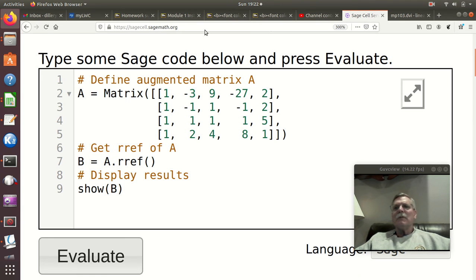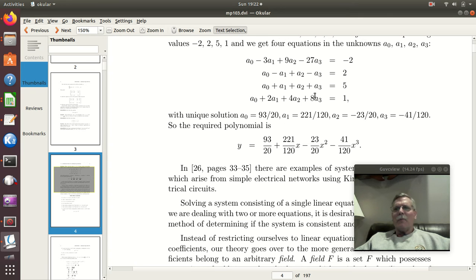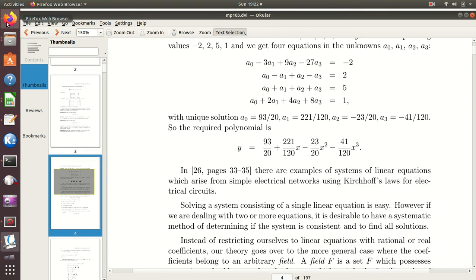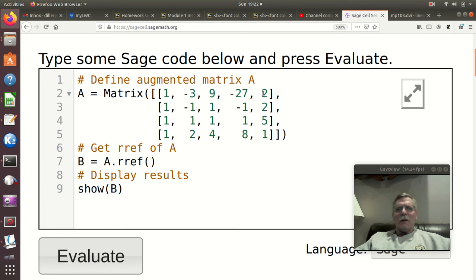Let me go back here. I should have a 1, negative 3, 9, negative 27, and a 2. Oh, yep, wrong number there. I think that's a minus 2, or those aren't both 2s. Yeah, the first one's a minus 2. Yeah. See, it helps to have something you can check your work on.